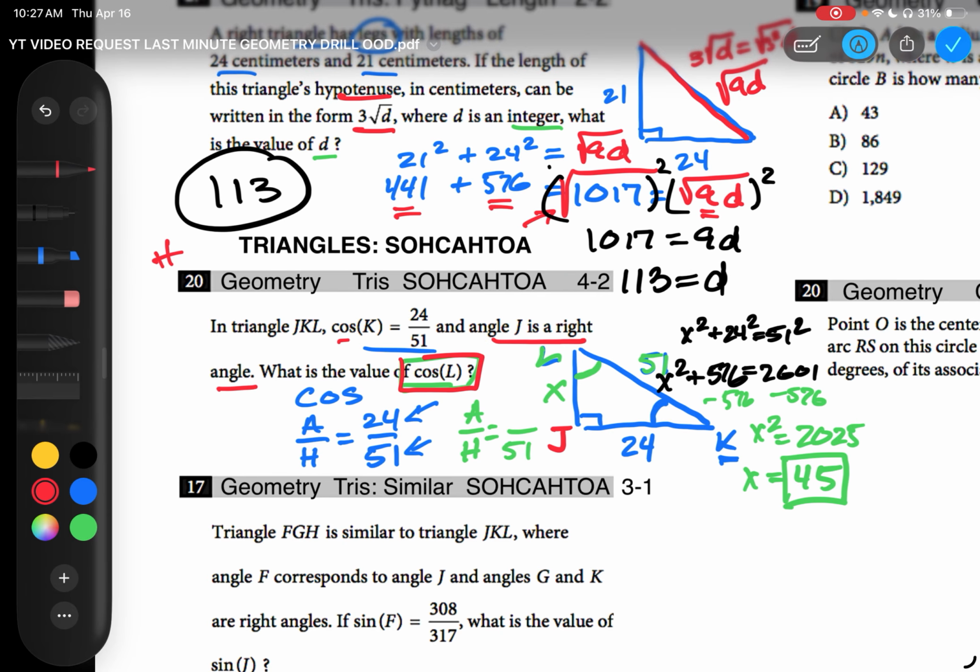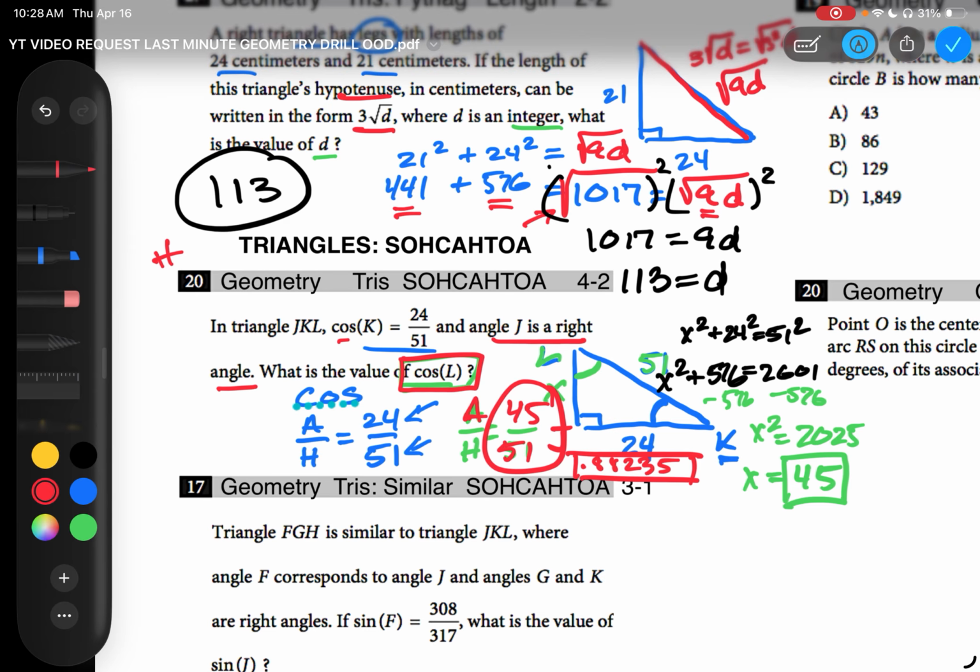What is the cosine of L? Well, we already got that 51 in the hypotenuse, but what is the adjacent? It is 45. So the answer to this question is 45 over 51. Or if you use your calculator, you can also get a decimal answer, which will also be correct. It'll be 0.8823, and it goes just as long as you fill up your boxes. So 45 over 51 is your answer, or 0.88 whatever 235 could be your answer.